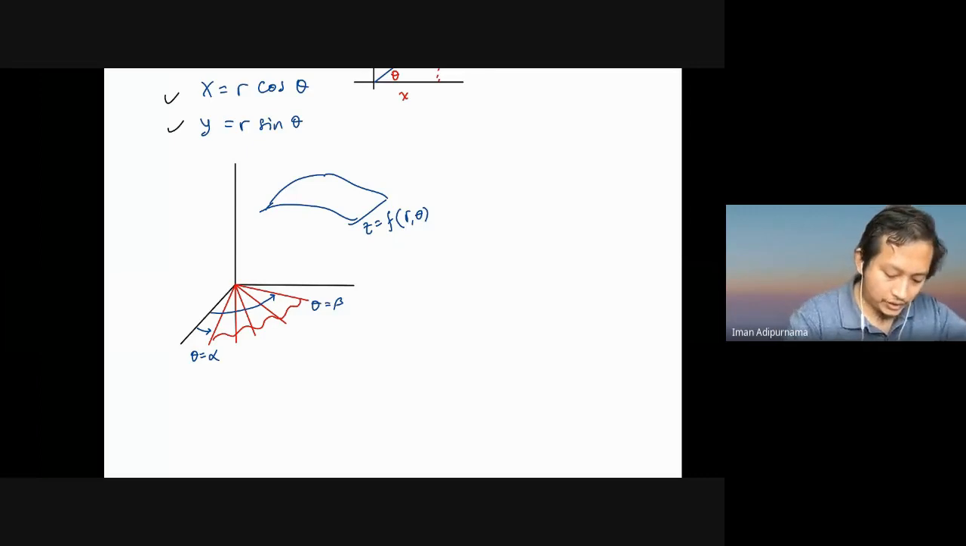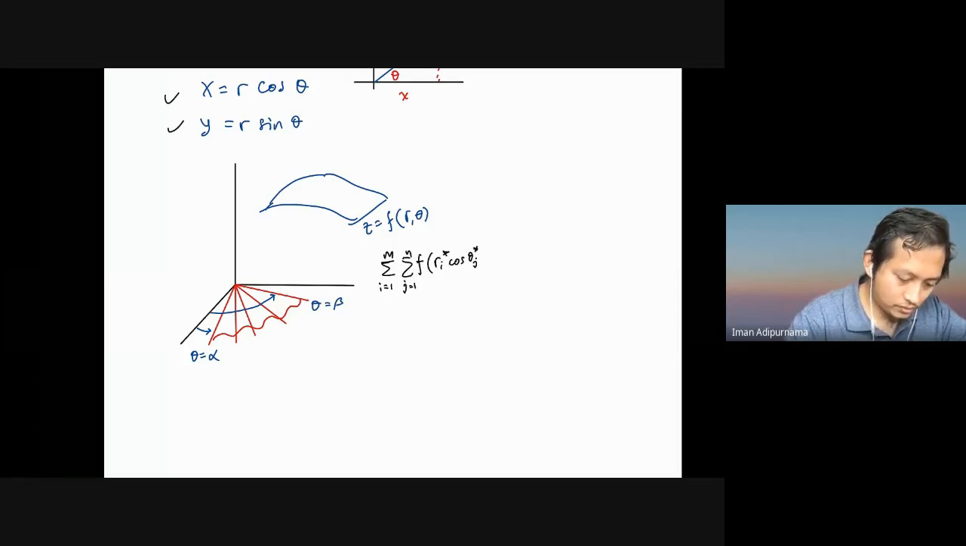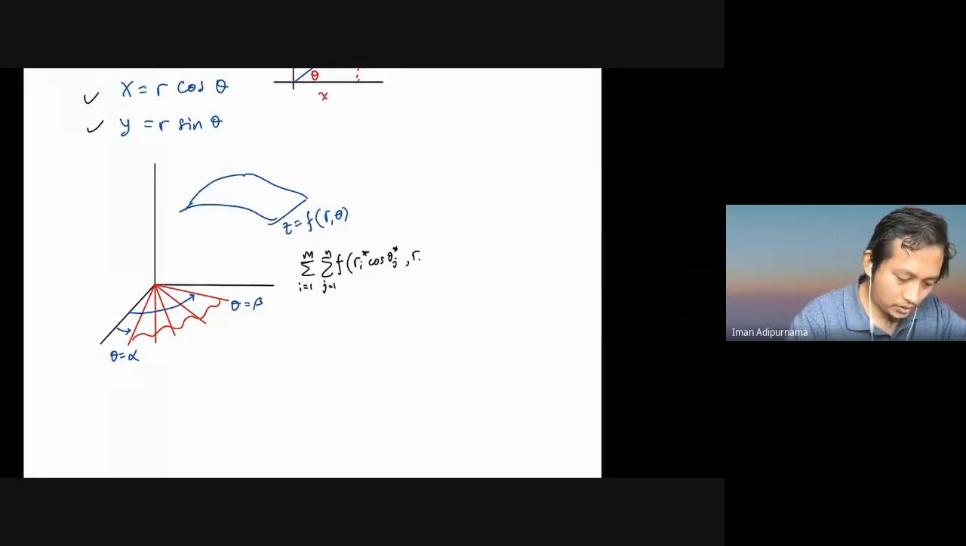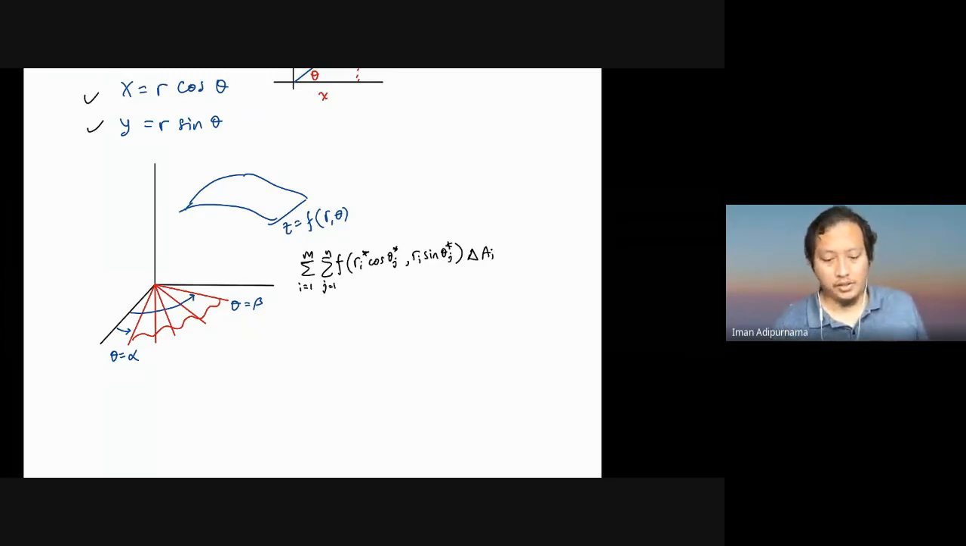And from the xy that we have learned before, the Riemann sum was supposed to be in x and y, but because x and y can be converted into polar, we can convert x with r cosine theta, and then dy is r sine theta, and it will be with delta A.